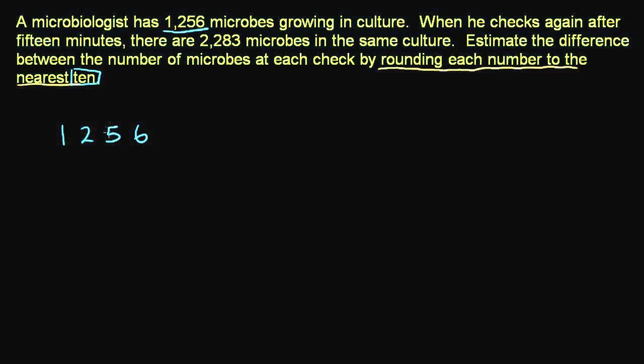So you look at the tens place. The tens place is that 5 right there. If we round it up, it would go to a 6. If we round it down, it would stay at a 5. If we round it up, this would be 60. If we round it down, this will be 50.